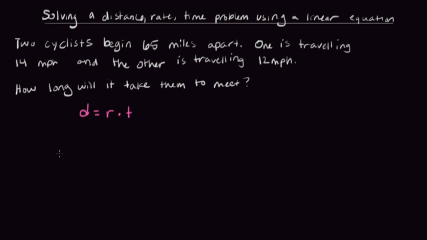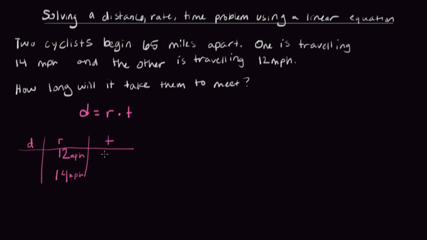We have one cyclist that's traveling 12 miles per hour. So let's do this here. Distance, rate, time. So we have one cyclist who's traveling 12 miles per hour, another one who's traveling 14 miles per hour. And we don't know how much time that it takes, that's the question, but we know that they're both going to be riding for the same amount of time. We're assuming that they're both going to ride toward the middle until they meet.